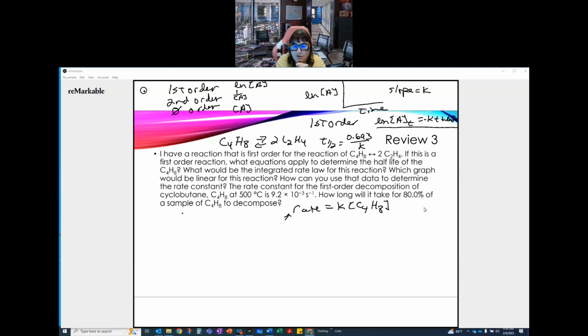One other thing. The rate constant for the first order decomposition of cyclobutane, C4H8, at 500 degrees is 9.2 times 10 to the minus 3 seconds to the minus 1. How long will it take for 80% of a sample of C4H8 to decompose? Now, I can use my integrated rate law to do this. There is another form of that equation, which is not given in the exam handouts, but I can give it to you here.